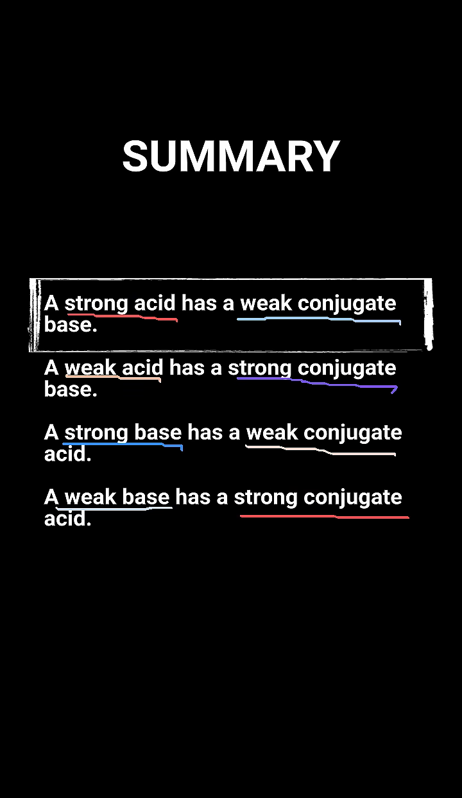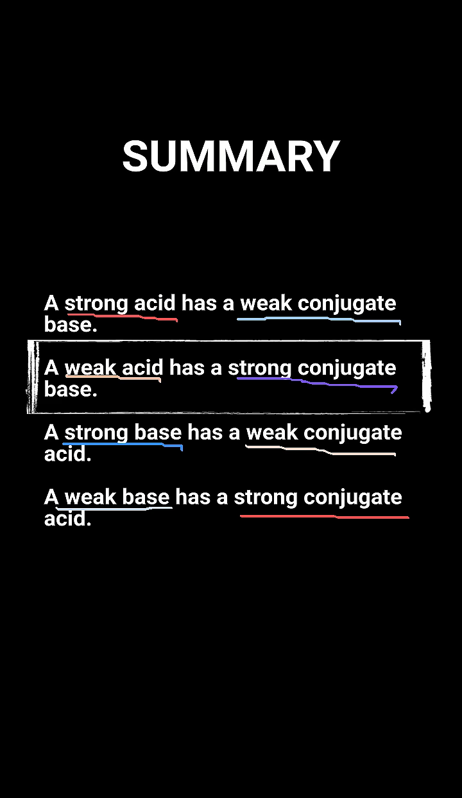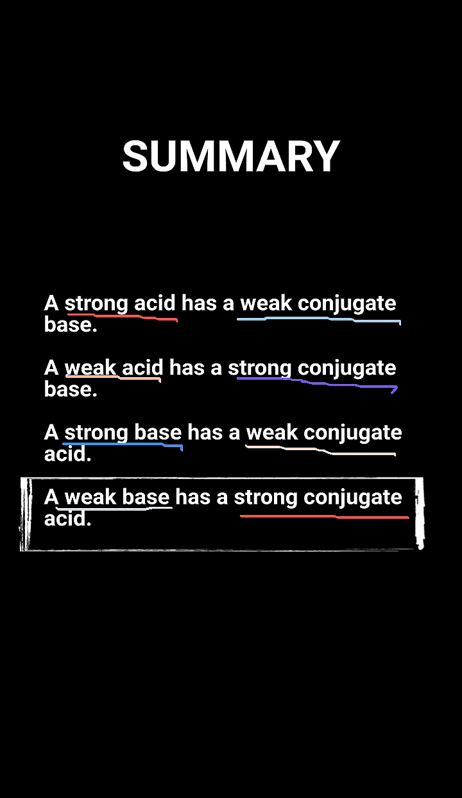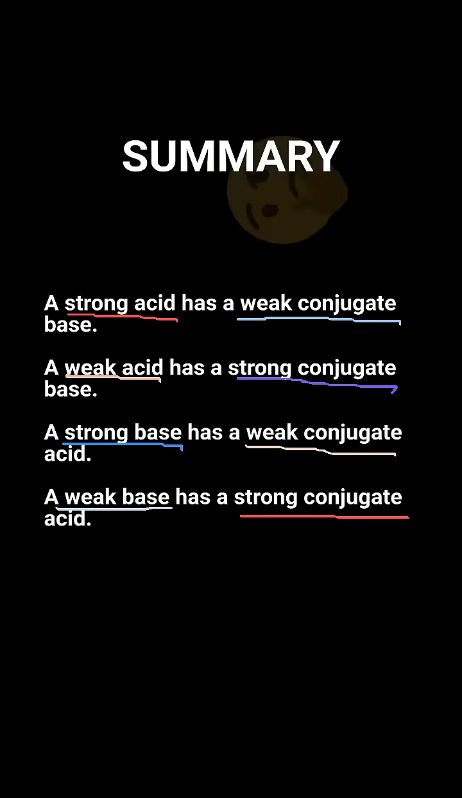A strong acid has a weak conjugate base. A weak acid has a strong conjugate base. A strong base has a weak conjugate acid. A weak base has a strong conjugate acid. It's worth pausing here to explore why a strong acid produces a weak conjugate base. This is a fundamental concept that helps deepen your understanding.